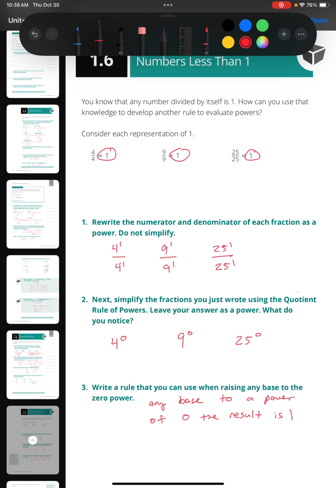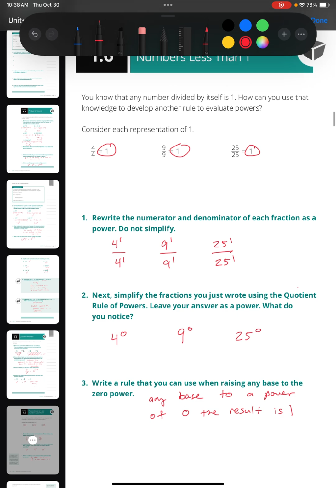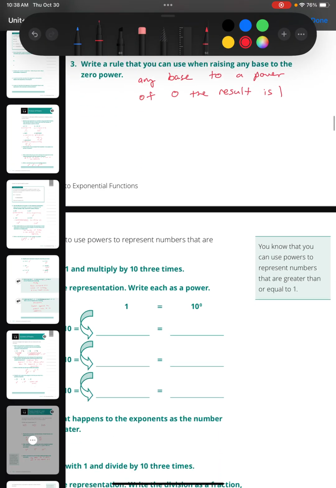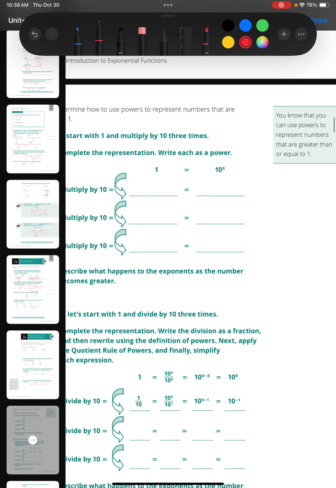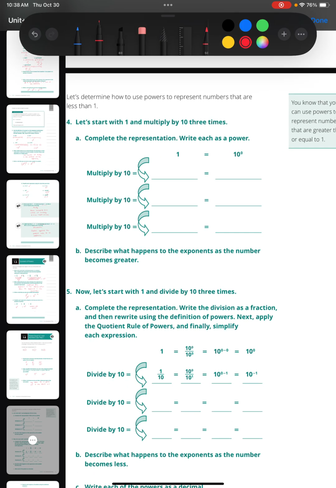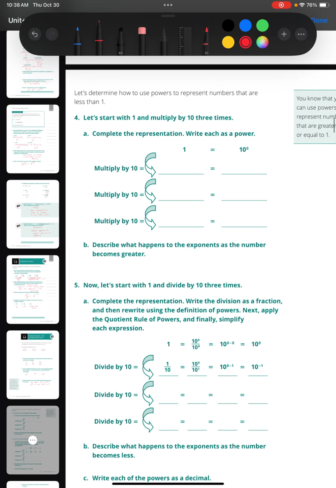All right, so from there, on to our next page. We're going to start looking at what would happen with negative exponents. That'll be the second one we get to, number 5 on here. So first, number 4, let's start with 1. And we're going to multiply by 10 3 times. So if we start at 1, that's 10 to the 0 power, which would be 1, like this is showing here.